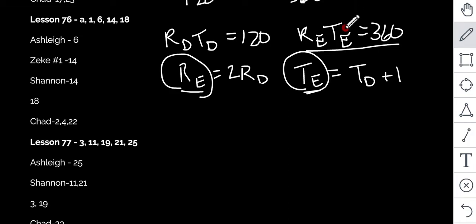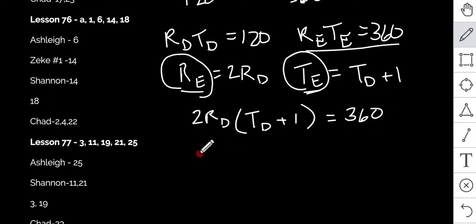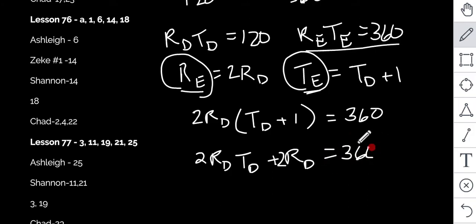I'm not going to do the whole thing, but I'm going to substitute the 2R sub D up here for R sub E. So we get 2R sub D times the time of Emily, which is T sub D plus 1, and that's going to equal 360. I'll go another step. So we're going to get 2R_D T_D plus 2R_D. I'm distributing that through, I forgot the 2. 2R_D equals 360. And then, remember the miracle part? This is R_D T_D. It equals 120. You're going to put the 120 in there, and then you can solve it from there, I'm pretty sure.